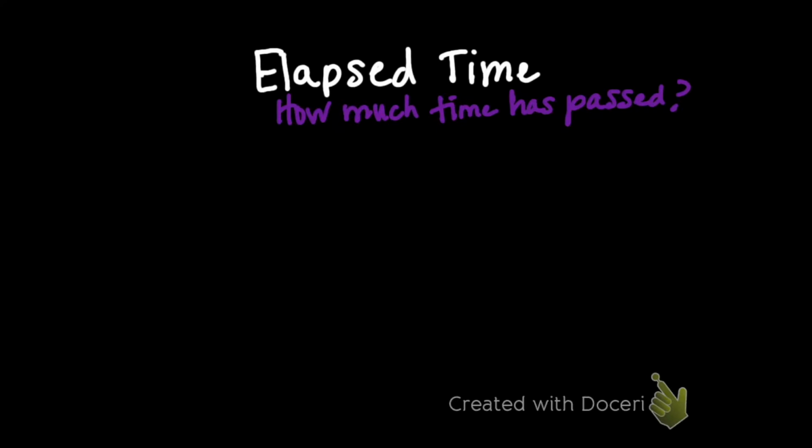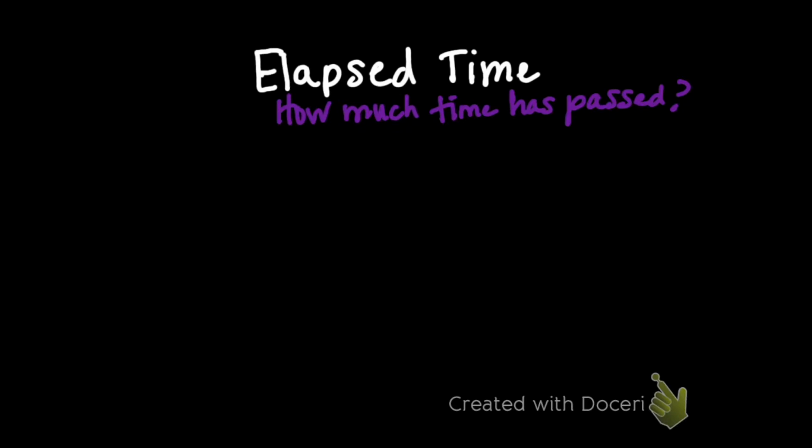Elapsed time. What is elapsed time? Well, elapsed time is how much time has passed or will pass. And sometimes we need to figure this out. Maybe because you want to plan for a movie, or because you bought your tickets and you want to know how much time is it going to be from the moment I start the movie to the very end. There's a lot of times in life that we try to figure out elapsed time or how much time has passed. So there's a great way to do this using a number line.